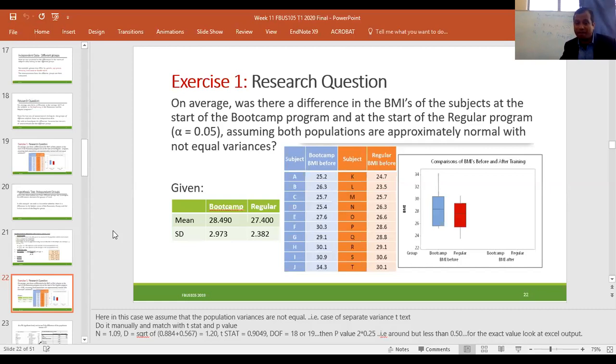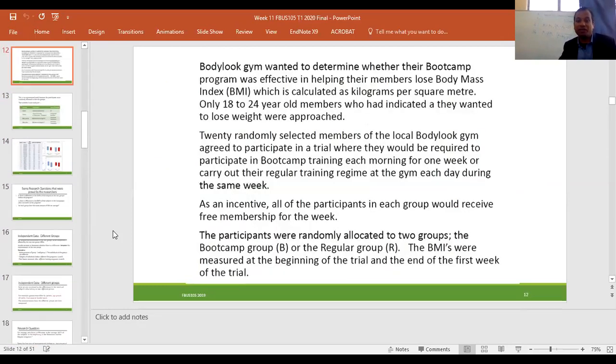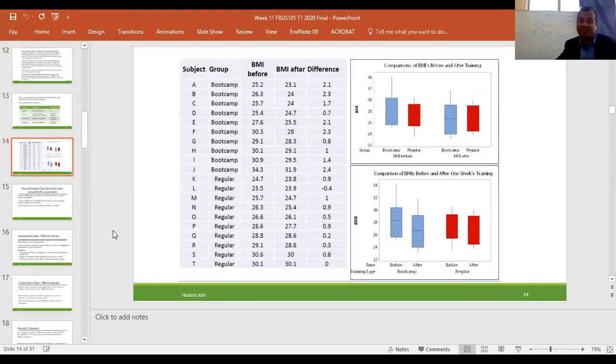Can we start? Sir, the regular group is the treatment group and the boot camp is the control group? No. Come here at the beginning. Can you read once again the last paragraph? Okay, yeah. So you are giving the special training, that is your treatment group. But those who are not getting any treatment, they are the control group.